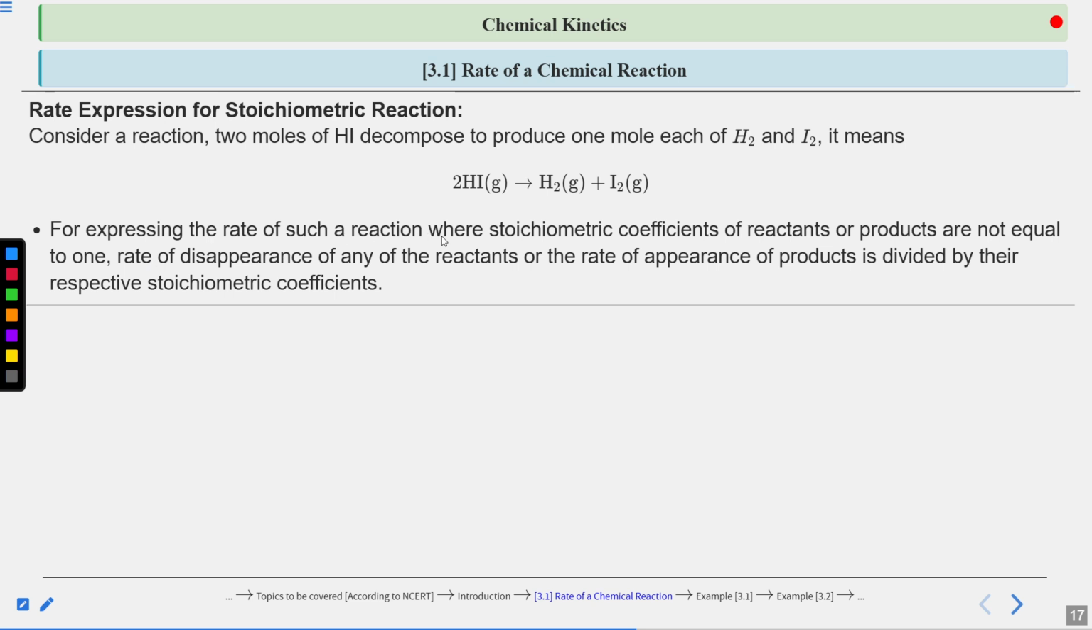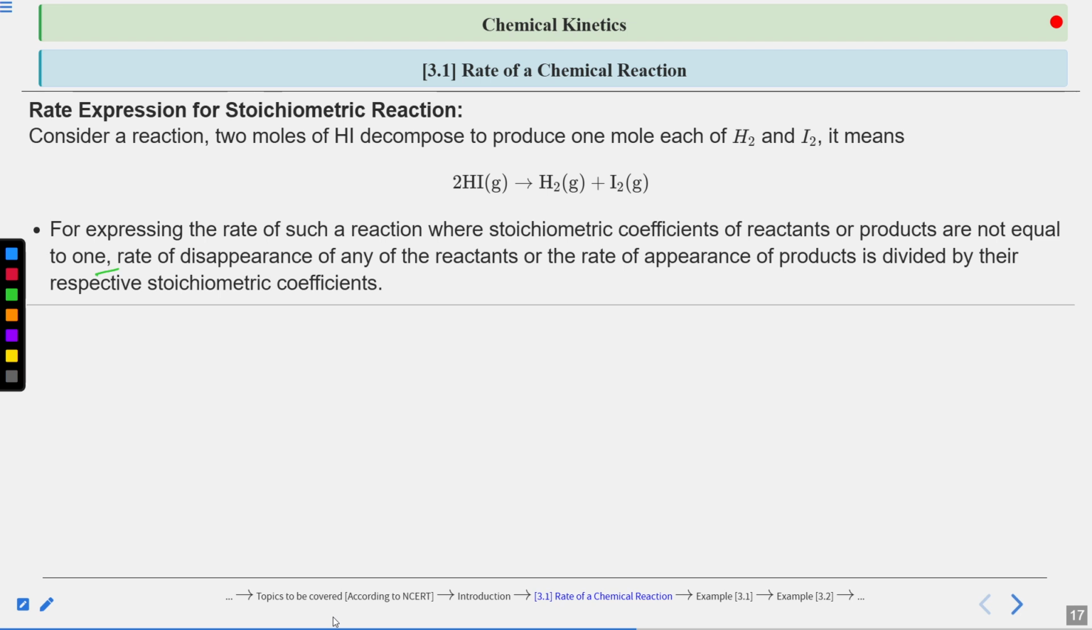For expressing the rate of such a reaction, where the stoichiometric coefficients of reactants and products are not equal to 1, the rate of disappearance of any of the reactants or the rate of appearance of the products is divided by their respective stoichiometric coefficient. Now if you want to write the rate of such type of reactions where we have 2 moles of HI decomposing to their particular elements H2 and I2.